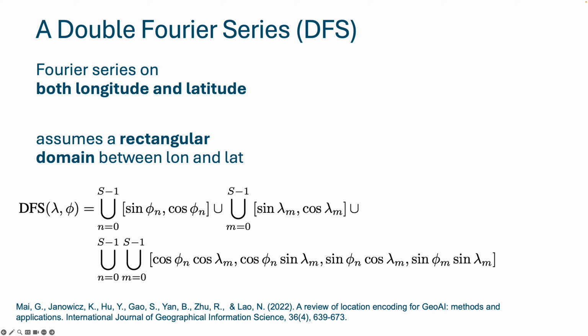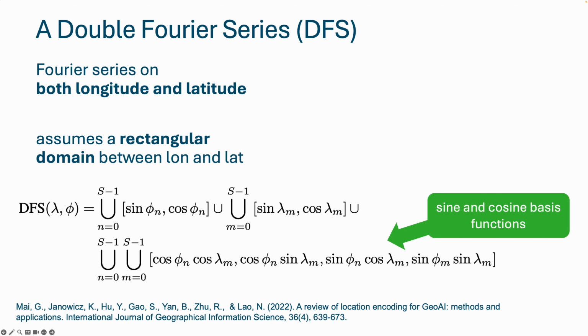And that yields basically this very long equation that has any possible combination of longitude and latitude at any possible frequency, up to a maximum frequency, and this is called S in this case. But the core point here: those are all sine and cosine basis functions, which makes this a Fourier series.